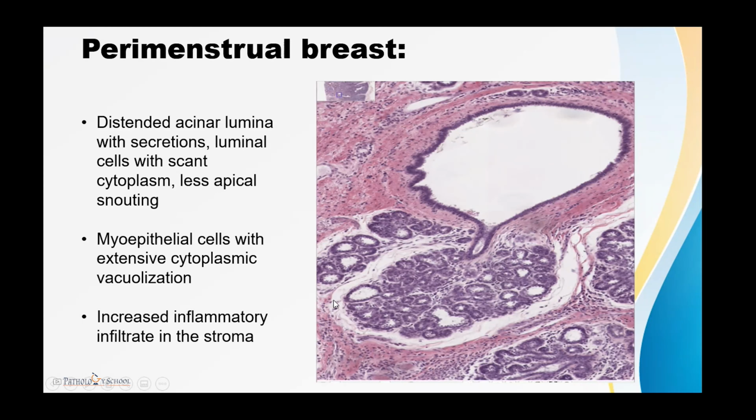In the perimenstrual breast, the acinar lumina are very distended with secretions. Luminal cells have scant cytoplasm and less apical snouting. Myoepithelial cells show extensive cytoplasmic vacuolization, with increased inflammatory infiltrate in the stroma.